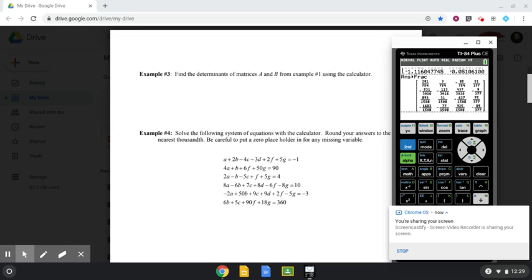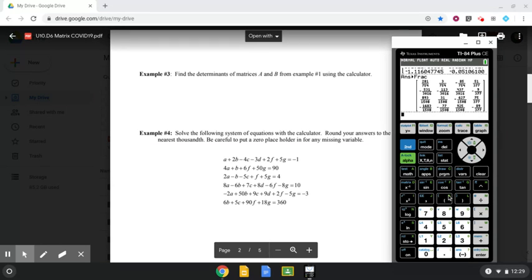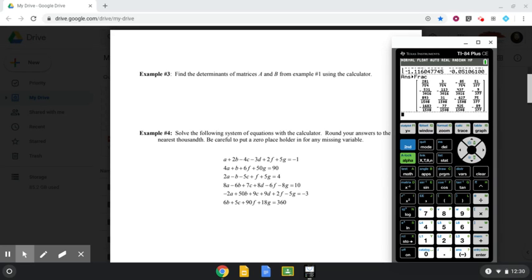So, example number 3 asks me to find the determinants of matrix A and B from example 1 using your graphing calculator. So, the way that I'm going to do this is I want to use my matrices, but I want to do some math on them. So, I'm going to press second matrix or second inverse button.